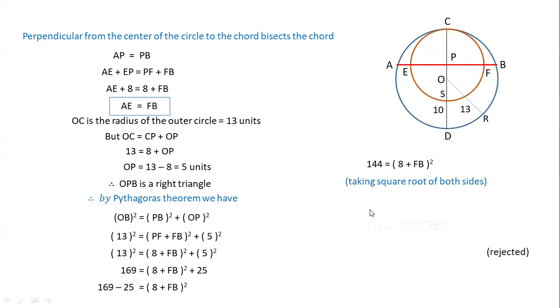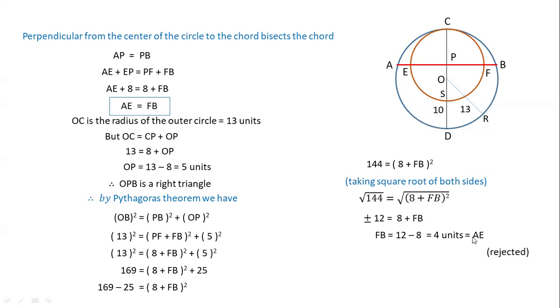Taking square root of both sides, the square and root cancel, and the square root of 144 is plus minus 12. So plus minus 12 is equal to 8 plus FB. That means two possible values are there, plus 12 and minus 12. Let us first take the positive value: FB is equal to 12 minus 8, that is 4 units.